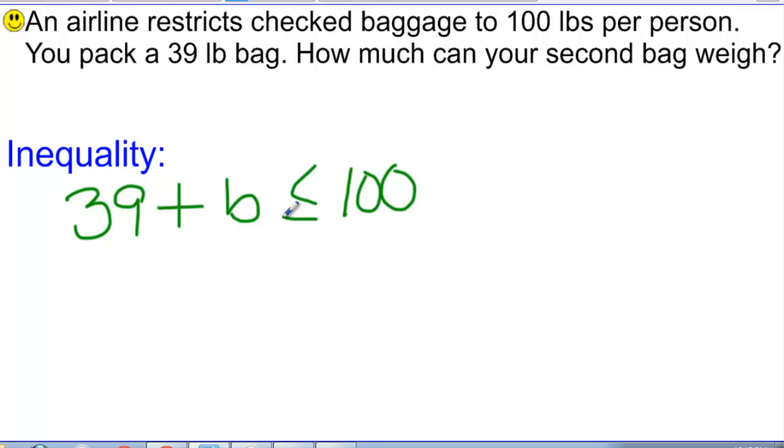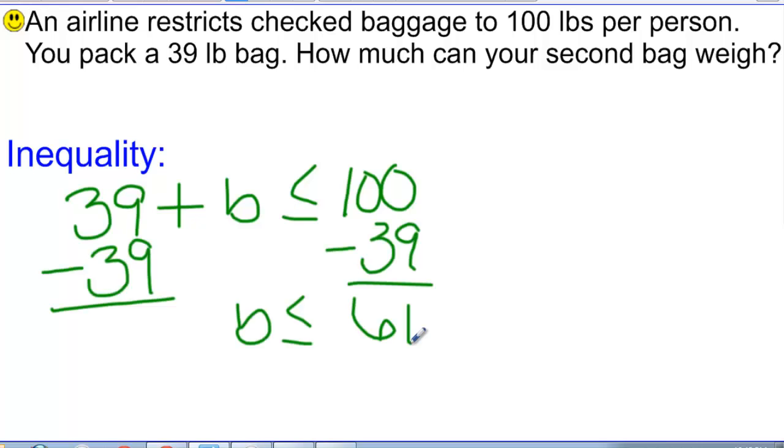Hopefully you got the same inequality that I did. Now see if you can solve the inequality to figure out what the solution is. Pause the video now to do that. So we're saying that our second bag has to either weigh less than or equal to 61 pounds.